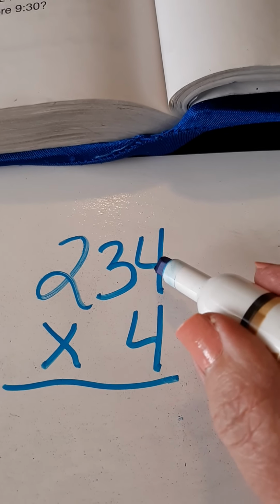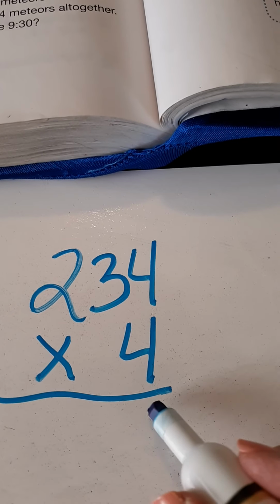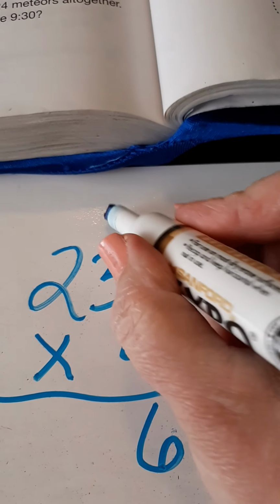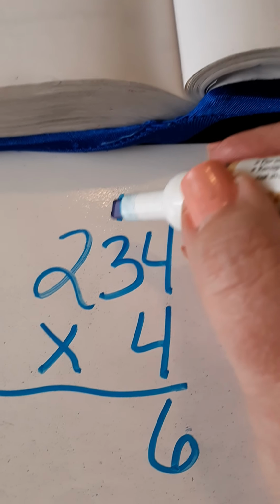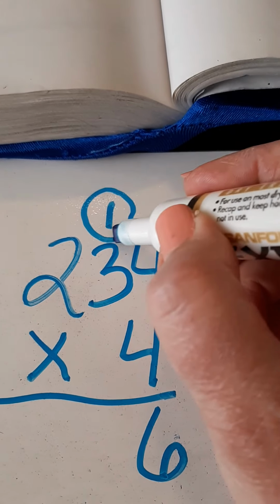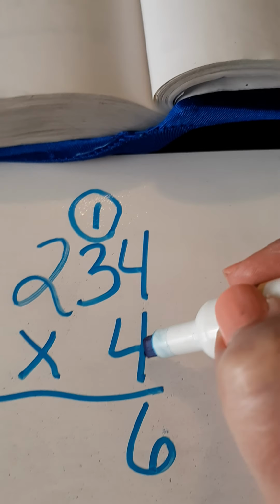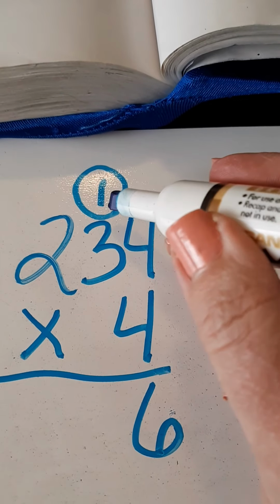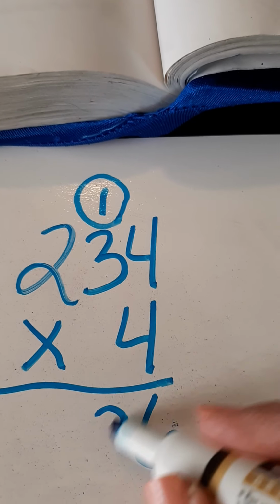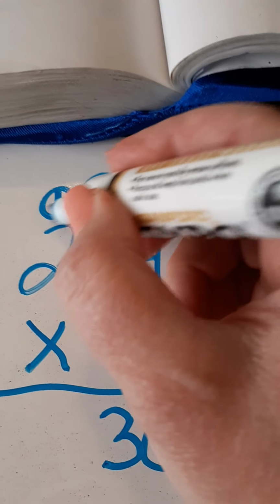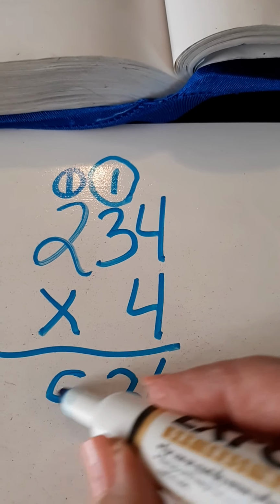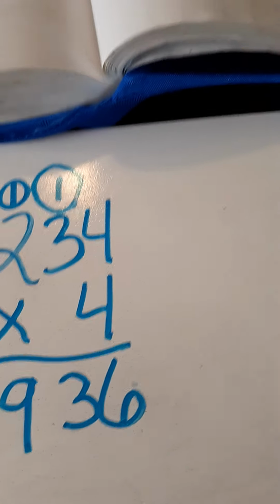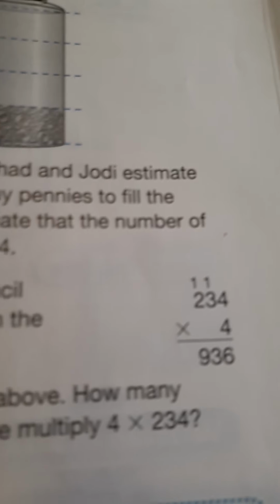4 times 4 is 16. Put your 6, carry your 1, just like we do in addition, right? Okay, 4 times 3 is 12. And whenever we have a number at the top, we add that in, remember? So 4 times 3 is 12, plus 1 more is 13. Put my 3, carry the 1, right? Okay, 4 times 2 is 8, plus 1 more is 9. So we have 936 pennies, and that's what they got there when they worked it out.